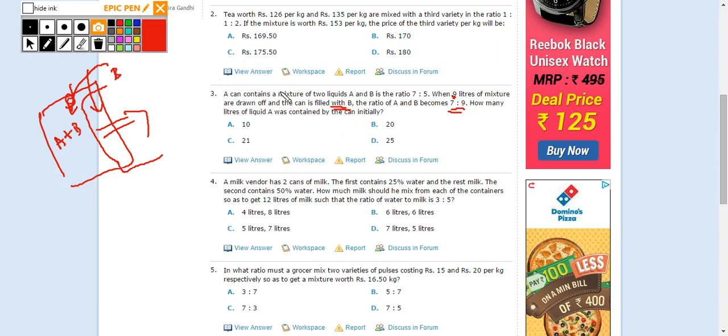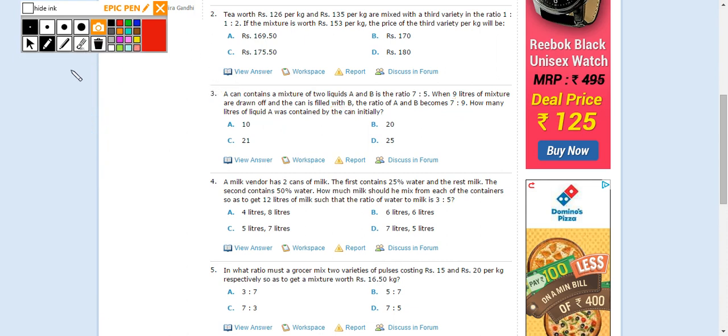How many liters of liquid A was contained? Now the question is, earlier how many liters of liquid A was there? That is the question. So how are we going to approach this particular question? A is 7, B is 5, so the total is 7 plus 5, right? In these 12 parts, how many parts is B? B is 5 parts, right?